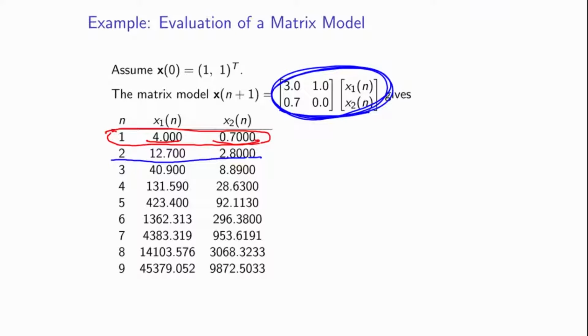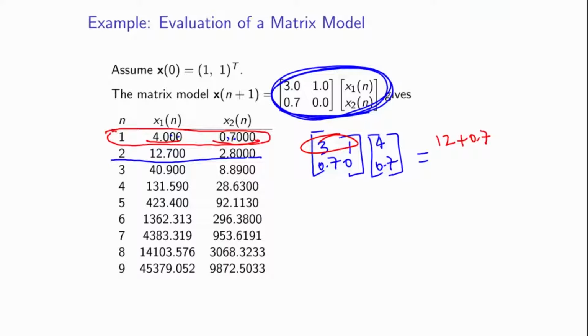So you keep repeating this operation, which means you take the matrix, which has 3, 1, 0.7, and 0, and now you multiply that matrix by the vector with the sizes from the previous time step. So here you have 4 and 0.7. Again, you take this row times that column, that gives you 12 plus 0.7, and this gives you 4 times 0.7 plus 0. Okay, so that gives you 12.7, and in the second entry you have 2.8.